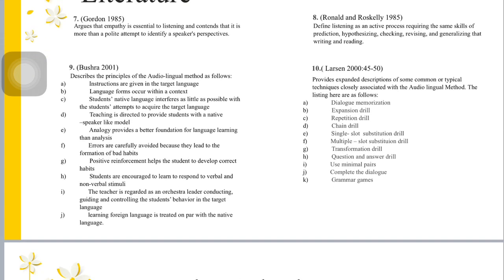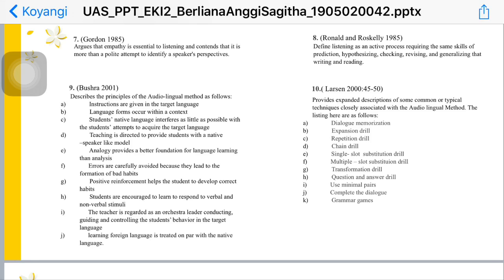And the ninth is Busra, 2001, who describes the principles of the audiolingual method as follows. There are 10 points from Busra. Start from instructions are given in the target language from a curated context, and the students' native language is used as little as possible. Teaching is directed to provide students with a native speaker-like model. Analogy provides a better foundation for language learning than analysis. Errors are carefully avoided because they lead to the formation of bad habits.